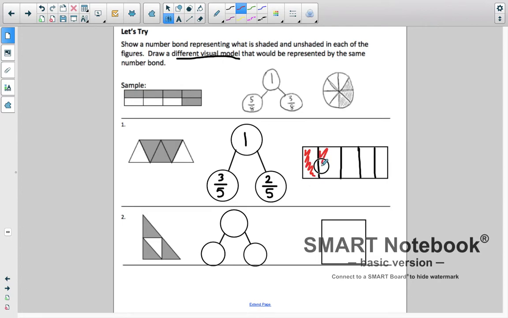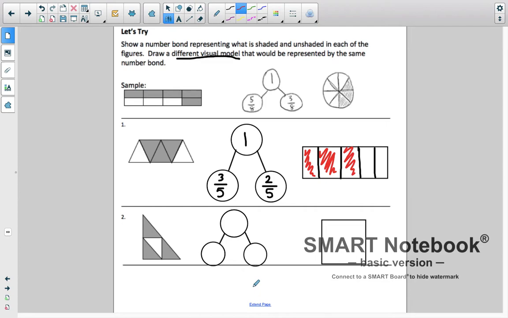1, 2, 3. And this figure shows 3/5 because 1, 2, 3, there's 3 shaded, and 1, 2, 3, 4, 5, there's 5 equal pieces. So this shows 3/5. And it also shows 2/5 because there's 2 unshaded, 1, 2, and there are 5 equal pieces.